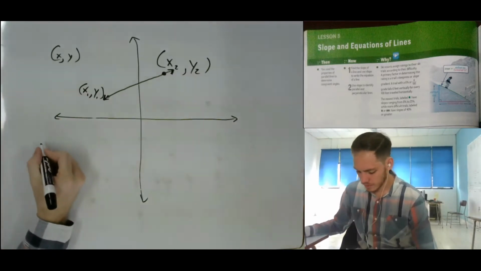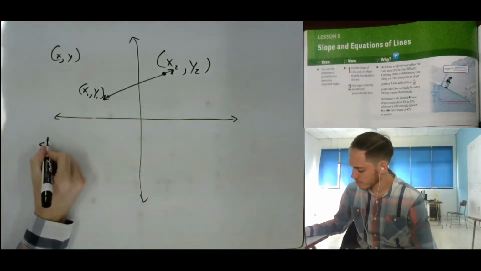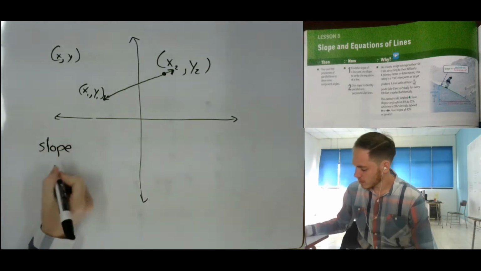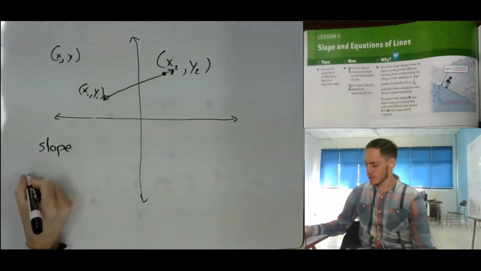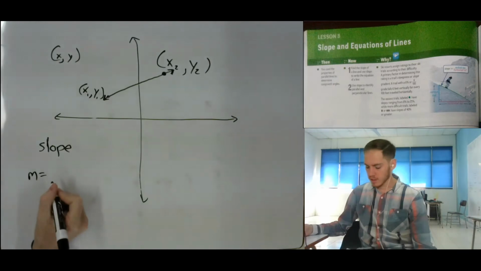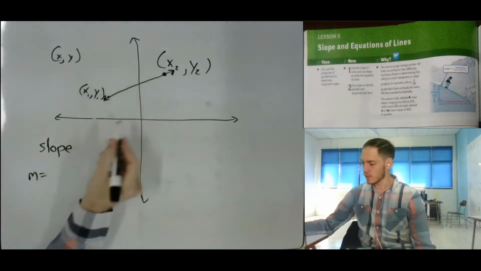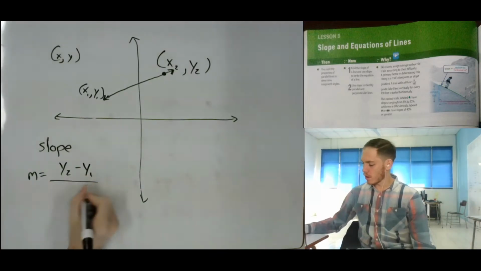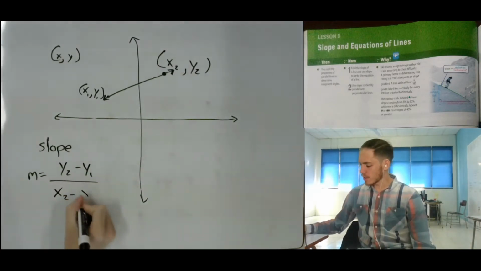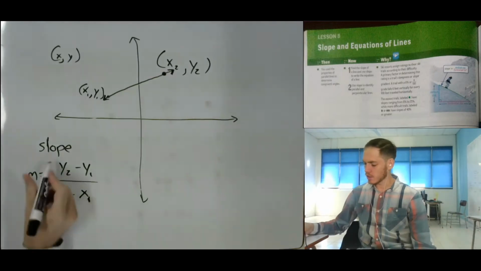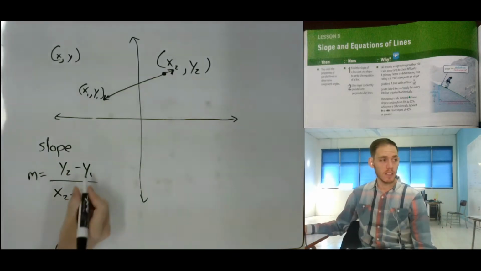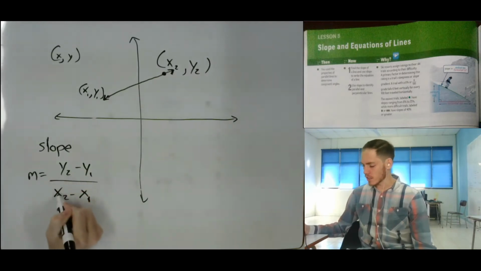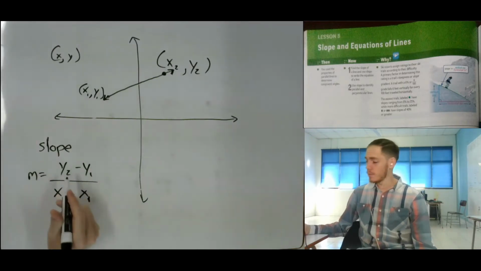Okay, now the question is finding slope, which is an equation. So we call slope m for instance. These are our 2 points. We will do y2 minus y1 over x2 minus x1. Now notice we need to make sure that y2 is over x2 and y1 is over x1. Okay, this is our slope.